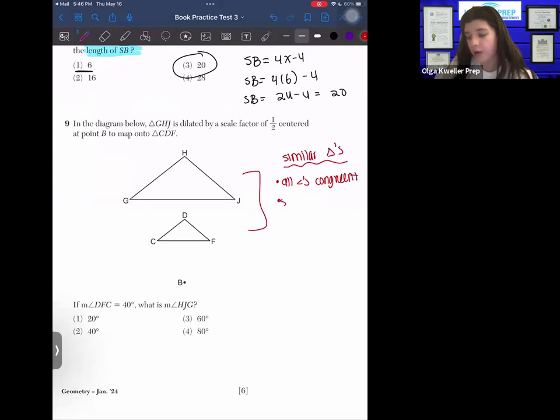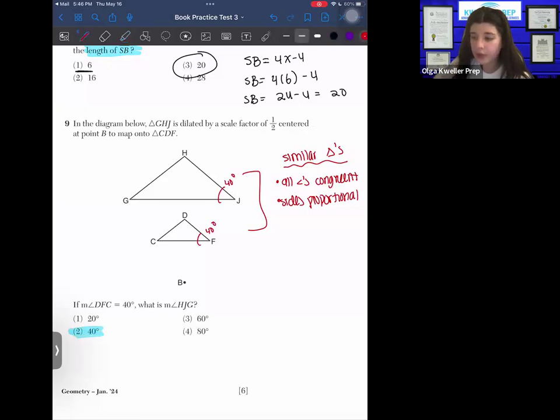And their sides are obviously proportional, right? Just to complete our notes. So absolutely, this one's rather easy. If DFC is 40 degrees, then its proportional angle HJG is also 40 degrees, right? By definition, they must stay the same. So the answer is 40.